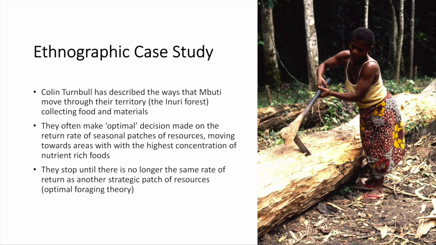Classical cultural ecologists are interested in the decision-making they make. So they have developed ideas about optimal foraging decision-making: when you start trying to understand their movements, it's based on an analysis of where resources are, so that the groups can be seen moving to areas with the highest concentration of nutrient-rich foods. They will remain there until there's not the same rate of return. As they begin to see diminishing yields in one location, they then move to a new patch of resources, where again they will stop until there is no longer the same rate of return.